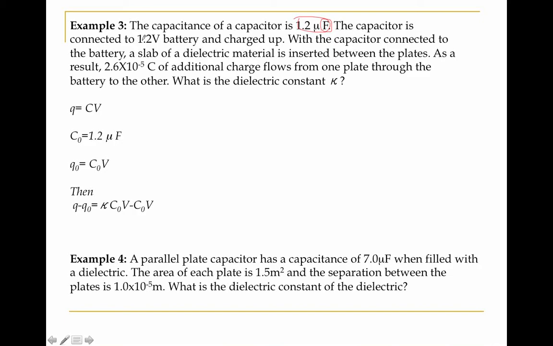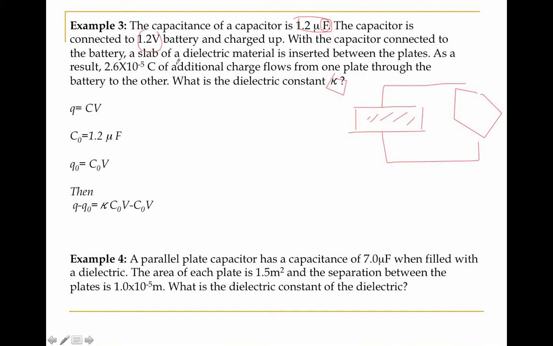The capacitor is connected to a 1.2 volt battery, and it's charged up. With the capacitor connected to the battery, a slab of dielectric material is inserted between the plates. So I have my capacitor connected to a 1.2 volt battery, and I inserted the dielectric material between the plates. What does the question want? It wants kappa: what's the kappa for the dielectric material that was inserted?